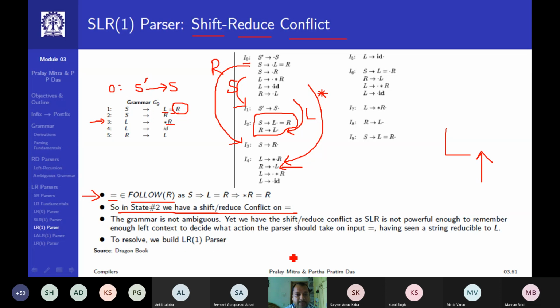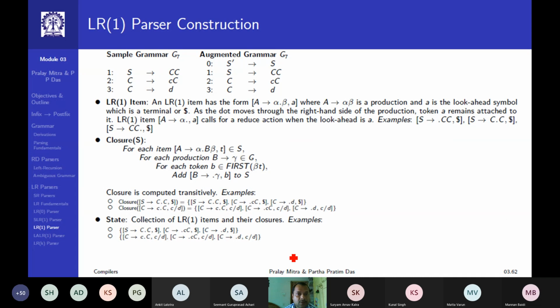You can note that the grammar is not ambiguous, still there is a conflict, which says that even SLR is not powerful enough to remember enough left context to decide what action the parser should take on input equals. To resolve this, we build LR(1). The modification for LR(1) we have done here.